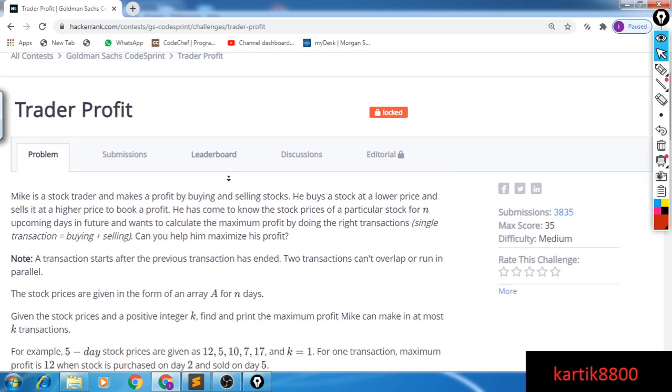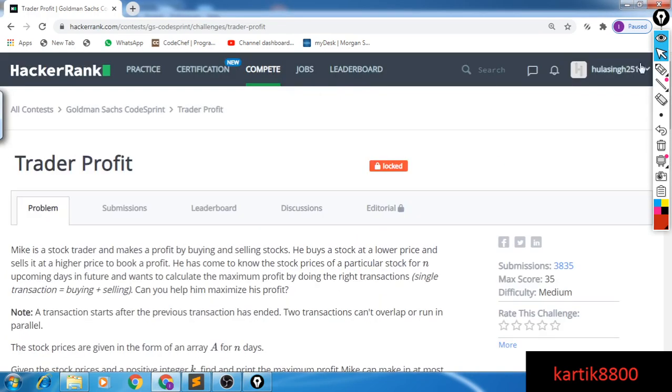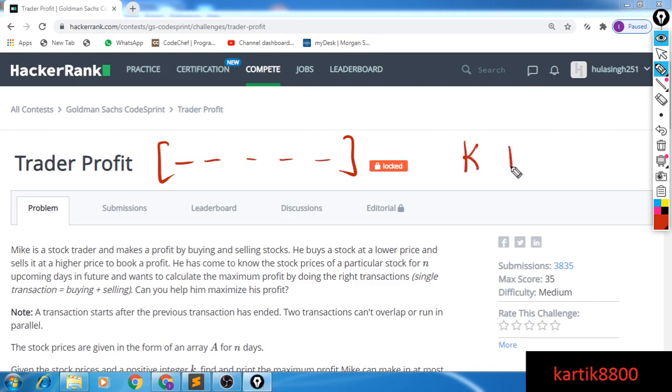Anyway, let's read the problem. You can pause the video and try reading it on your own. So there is a guy who's a trader and he wants to make the maximum possible profit. There is a stock and we are given the data of n days: what is the price of the stock at day 1, day 2, until day n. The trader would like to buy the stock at a particular day and sell it, and he is allowed to do at most k transactions.